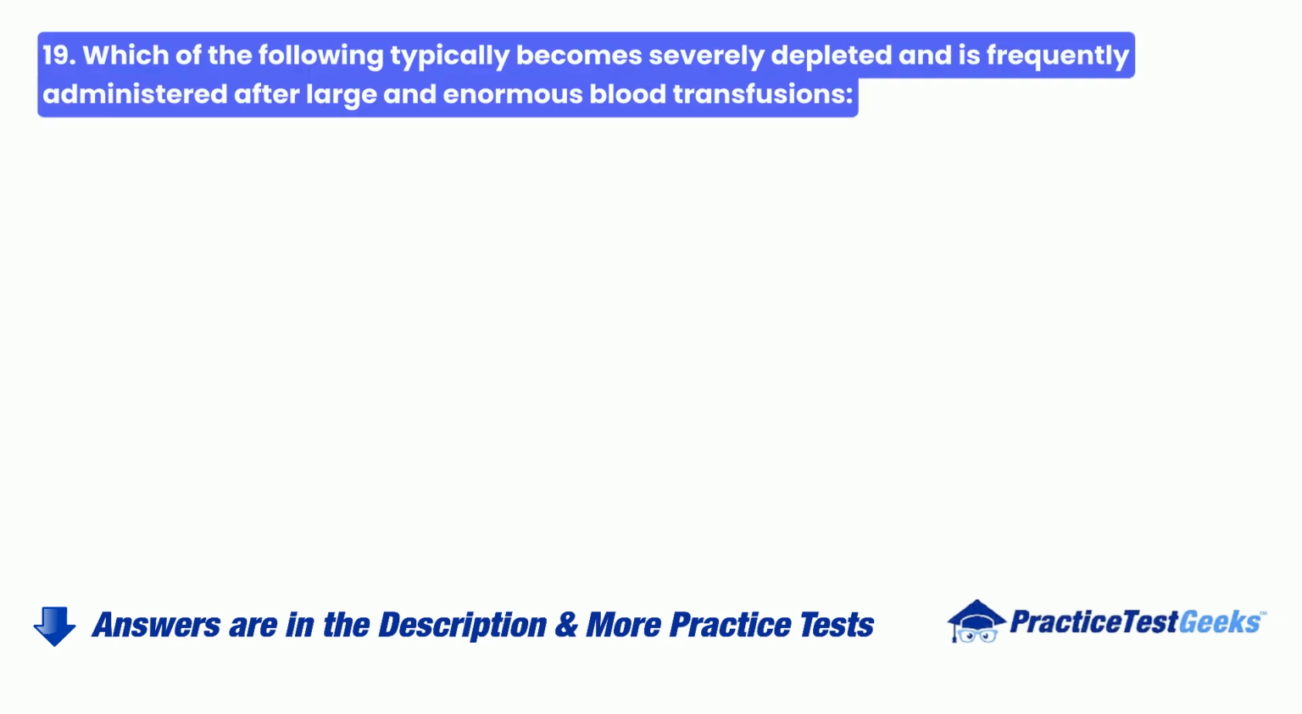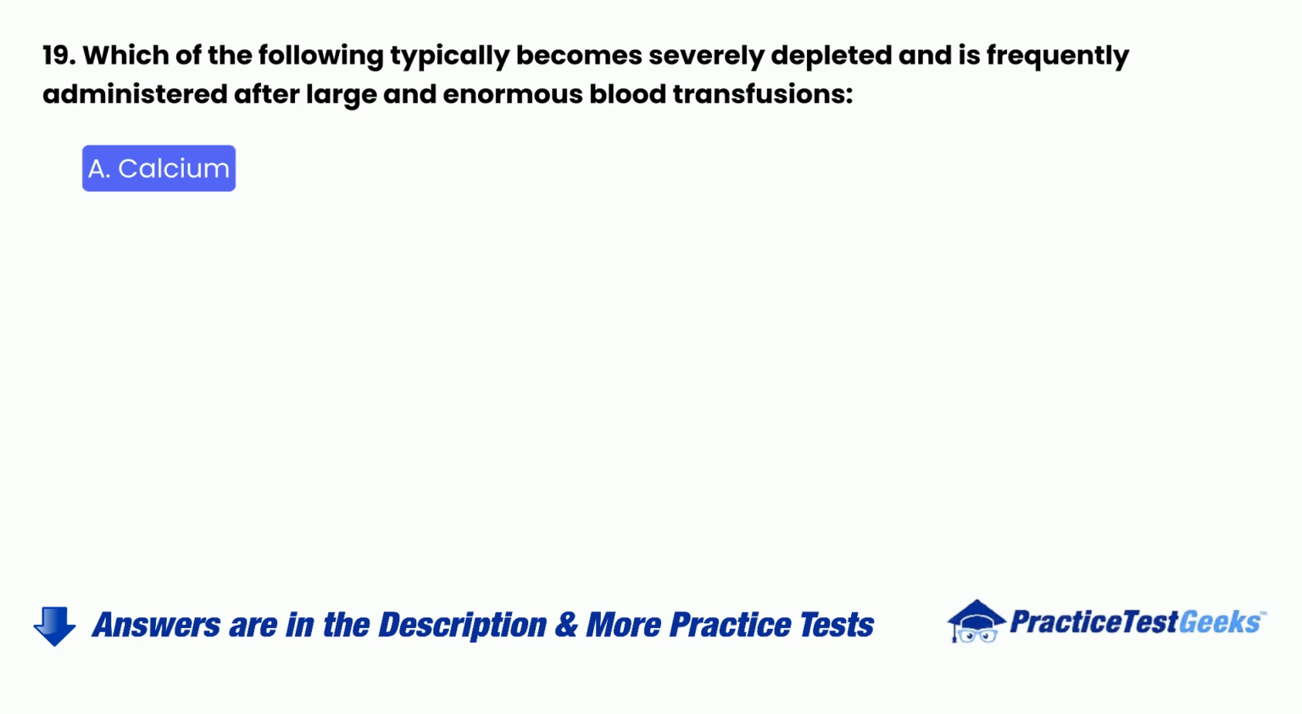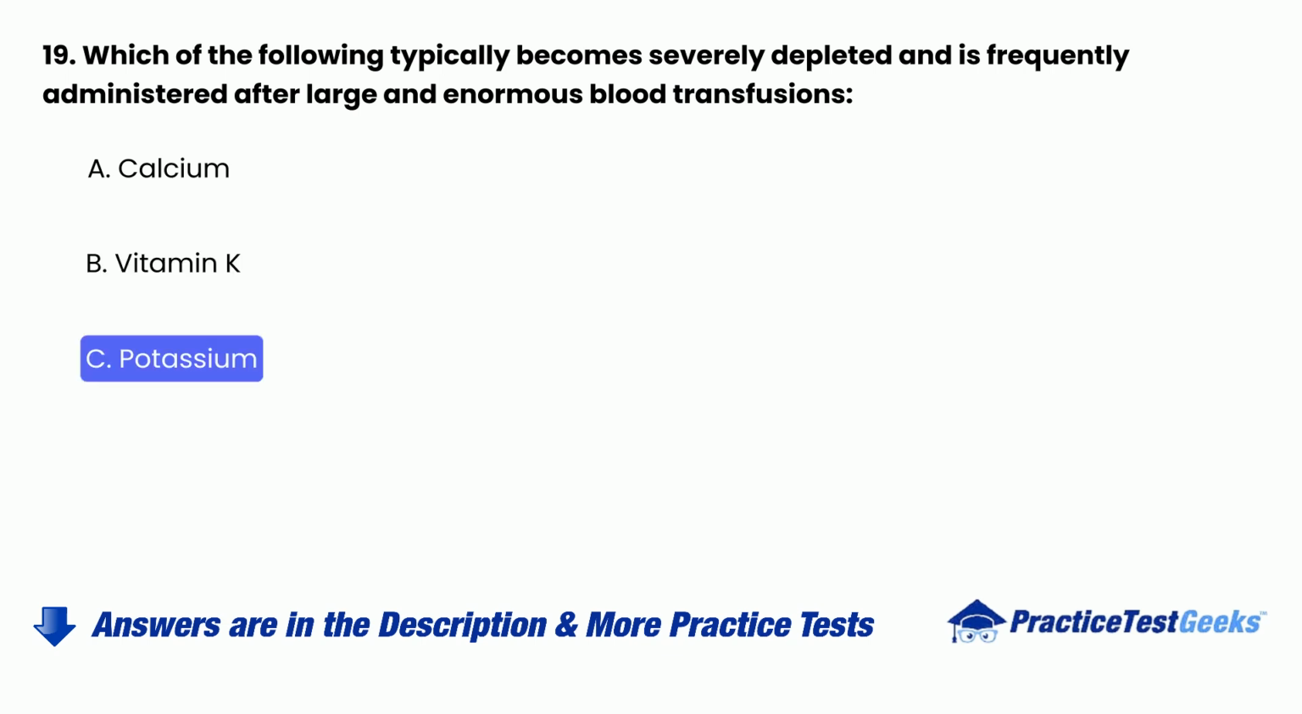Which of the following typically becomes severely depleted and is frequently administered after large and massive blood transfusions? A. Calcium. B. Vitamin K. C. Potassium. D. Glucose.